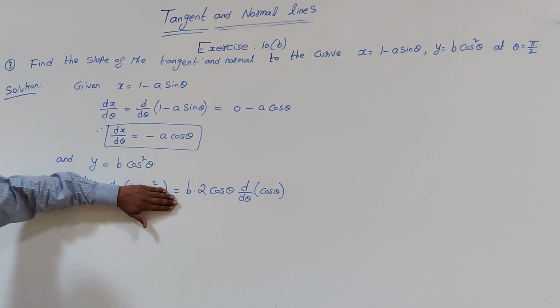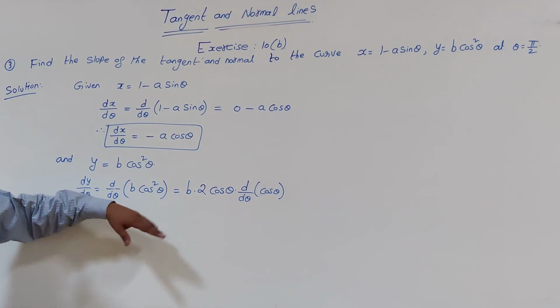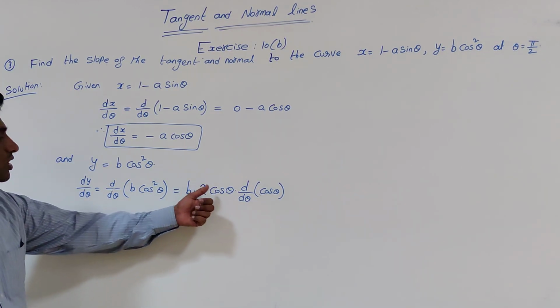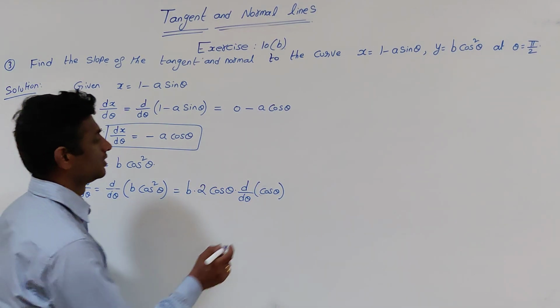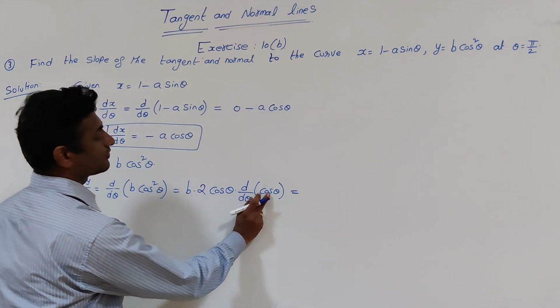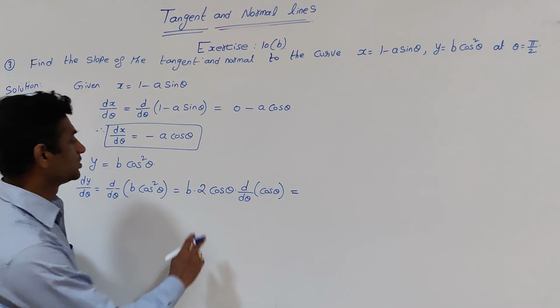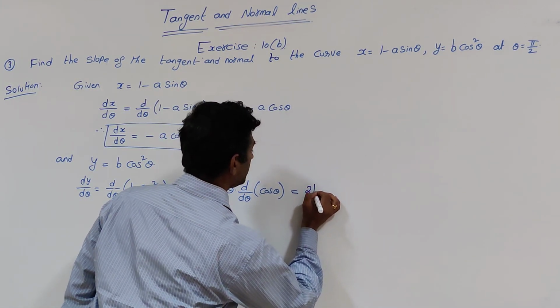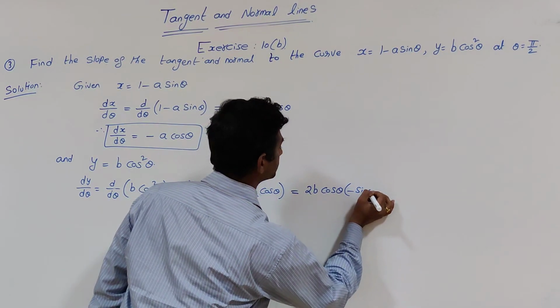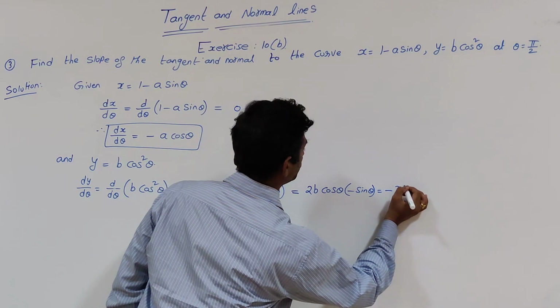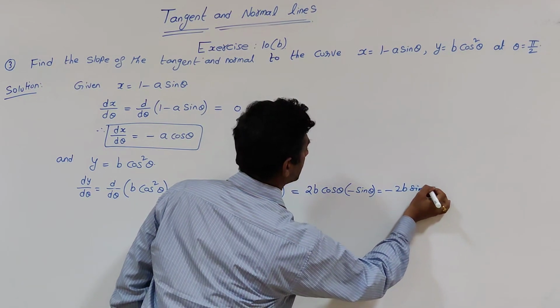So if you assume that cos theta is u, the inside function, it seems to be like a function whole to the power of square. So what is the derivative? It is 2 cos theta into the derivative of the inside function, which gives what? Derivative of cos theta is minus sin theta. So it will be 2b cos theta into minus sin theta, which is minus 2b sin theta cos theta.